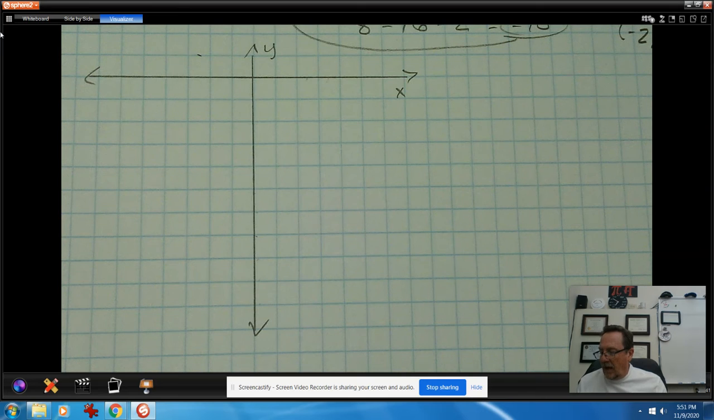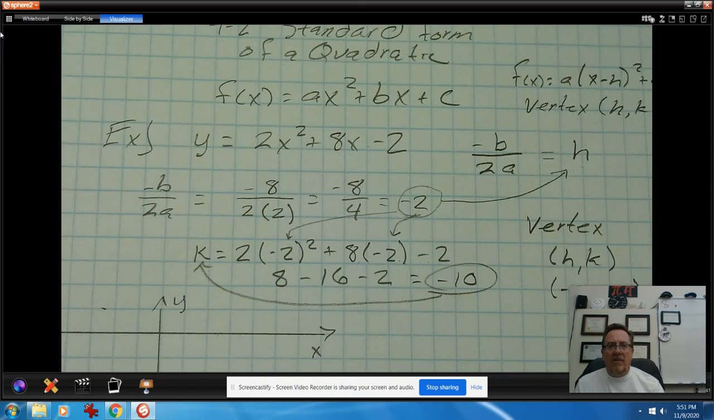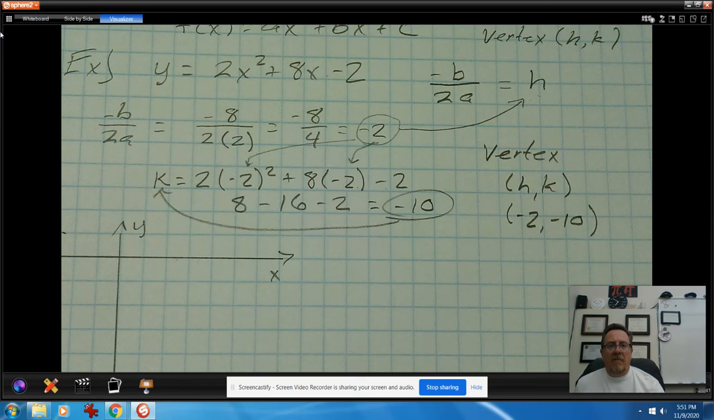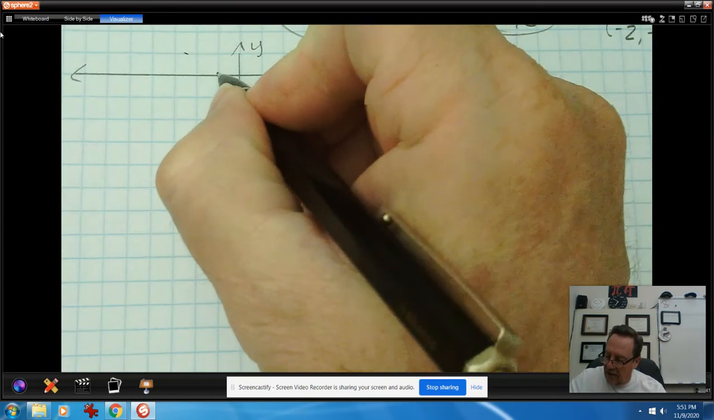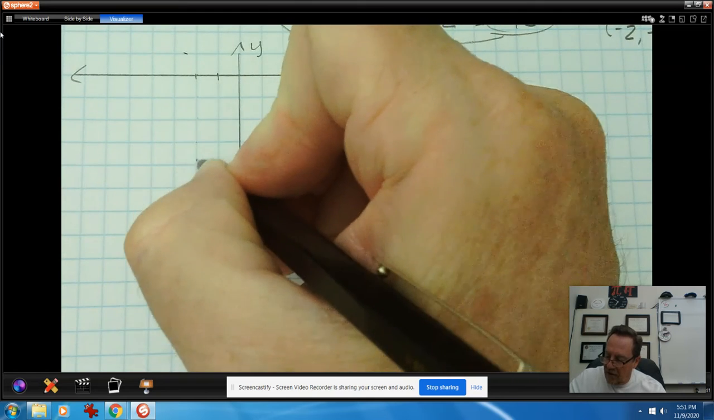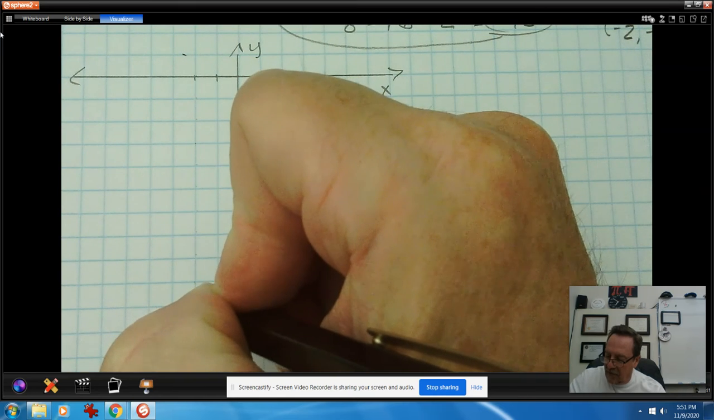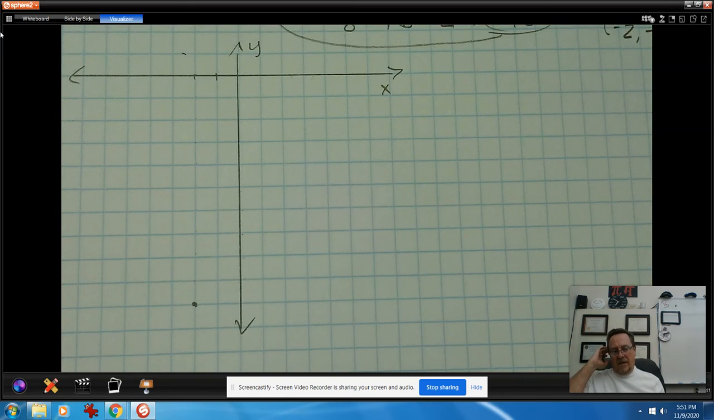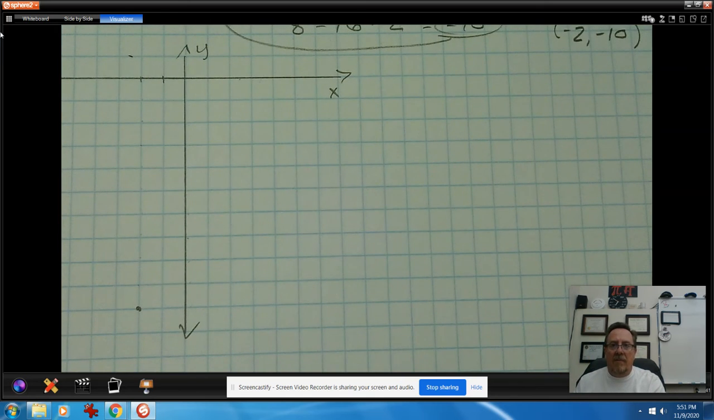So I'm going to make a graph here to graph our function that I had up here. It was y equals 2x squared plus 8x minus 2. And I went through my magic to find that my vertex is at (-2, -10). So I'm going to go to my graph, to (-2, -10), and I'm going to put a dot. Okay. Now, that's my vertex. It's at (-2, -10). I had figured that out from before.